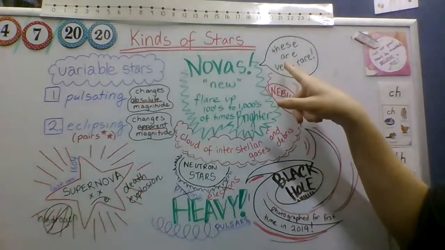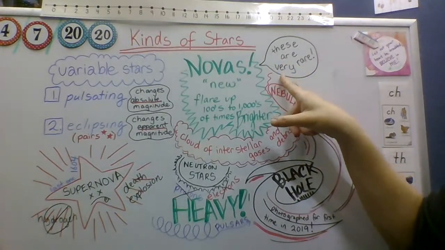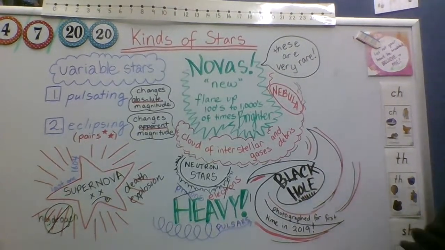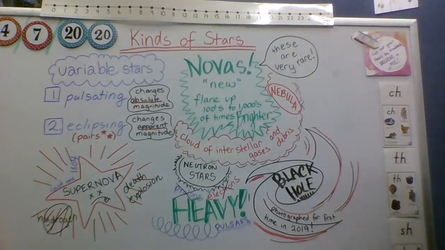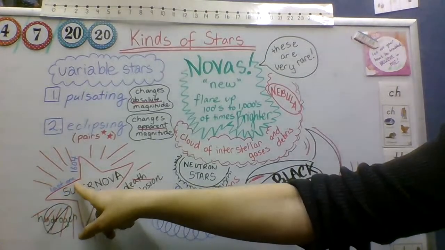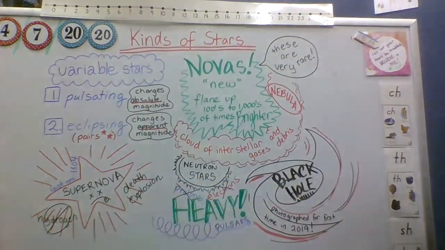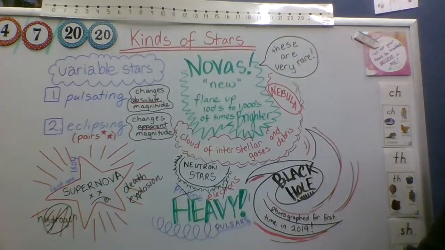Again, remember how I said novas are very rare? Well, supernovas are extra rare, okay? They rarely ever happen. In fact, I put right here, the last one that we know about happened in 1604. So over 400 years ago, the last supernova that we know of happened.